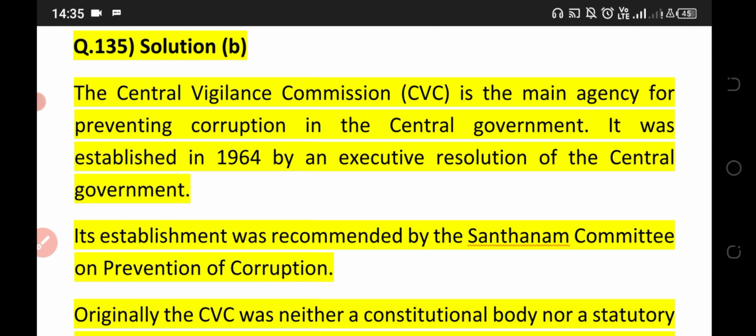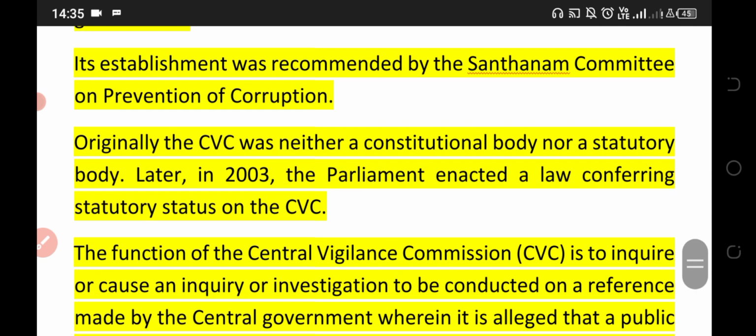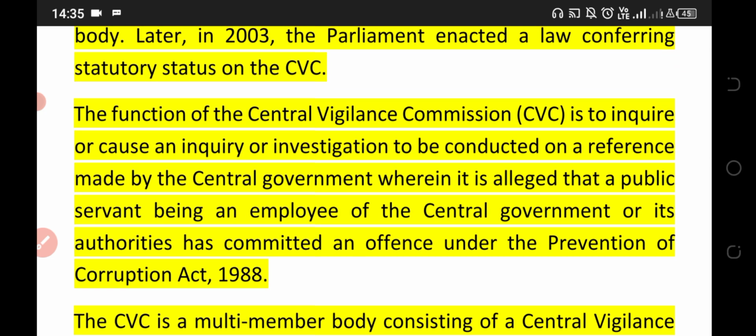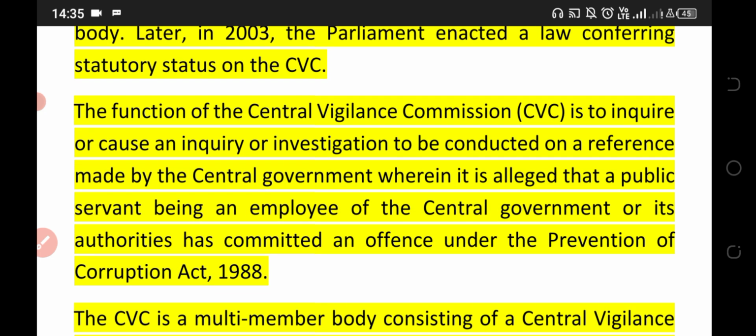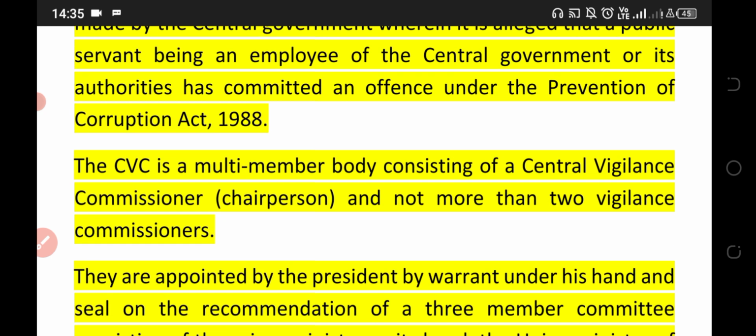Originally, the CVC was neither a constitutional body nor a statutory body. Later, in 2003, the Parliament enacted a law conferring statutory status on CVC. The function of the Central Vigilance Commission is to inquire or cause an inquiry or investigation to be conducted on a reference made by the central government, wherein it is alleged that a public servant, being an employee of the central government or its authorities, has committed an offence under the Prevention of Corruption Act 1988.